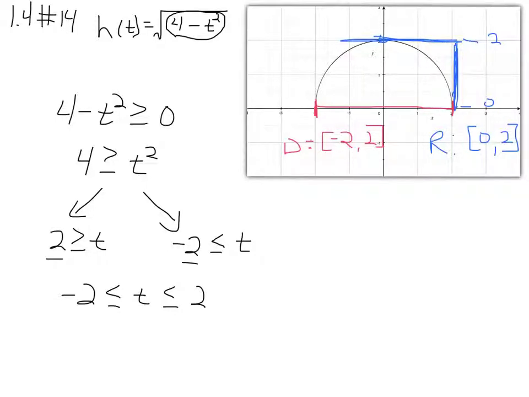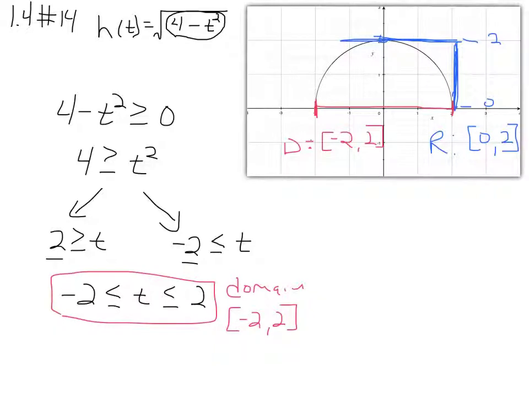Well, -2 is less than or equal to 2. So this is our domain. Right? So that's going to be our -2 to 2. And it is including the endpoints because we got these equalities here. Right? This equality leads to this. This equality leads to this being square.